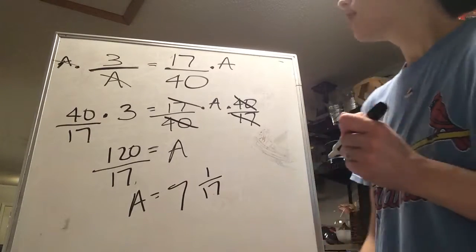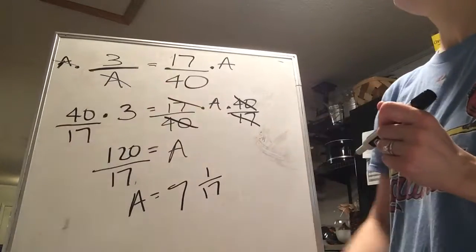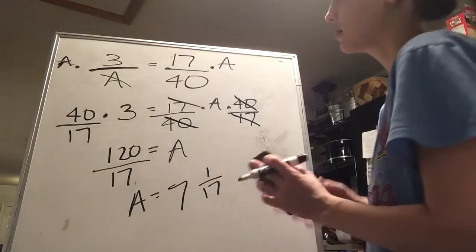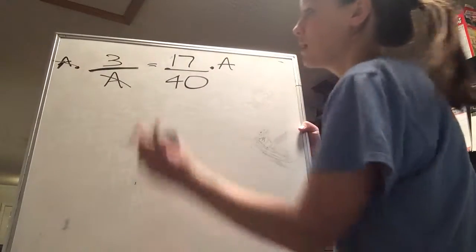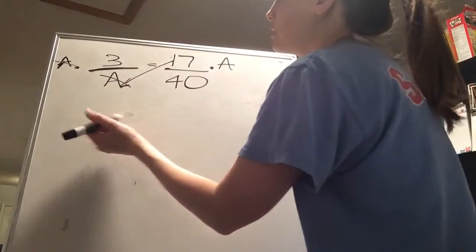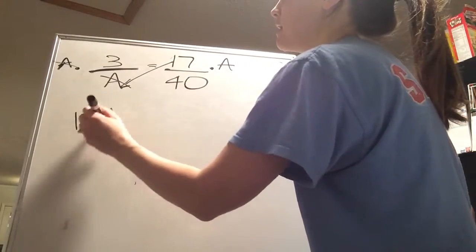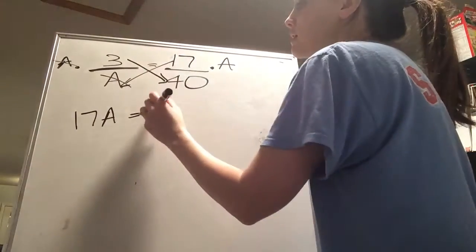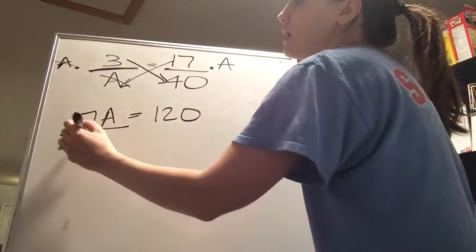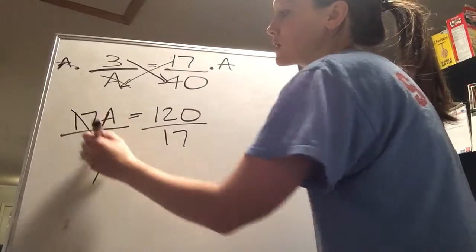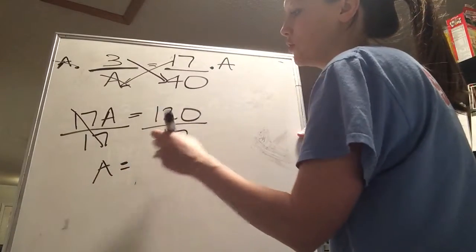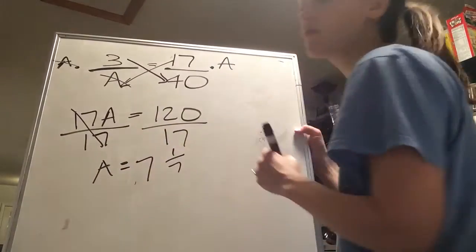That seems a little cumbersome because you have to get the unknown out of the denominator. The other way you could do this is cross multiply. a times 17 is 17a. 3 times 40 is 120. And then divide by 17 to get it by itself. So those cancel out, and a is equal to 7 and 1/7.